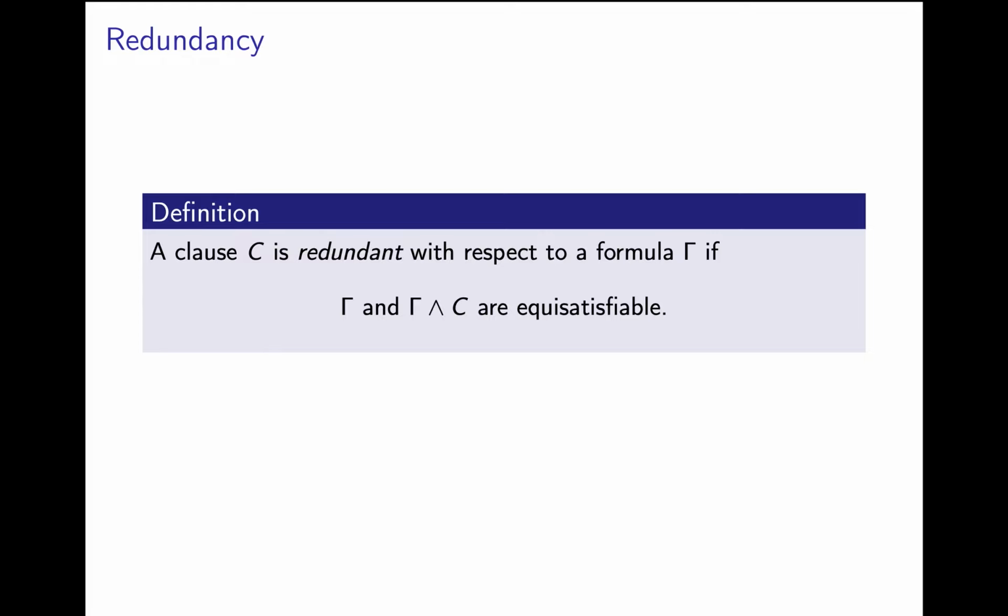We need to restrict our notion of redundancy though, because as it's written here, it is just a semantic property and we cannot necessarily check redundancy efficiently. But the whole point of proofs is that they should be easy to validate, so we will work with syntactic criteria that are sufficient but not necessary for redundancy. And we will use those criteria to define our inference rules.